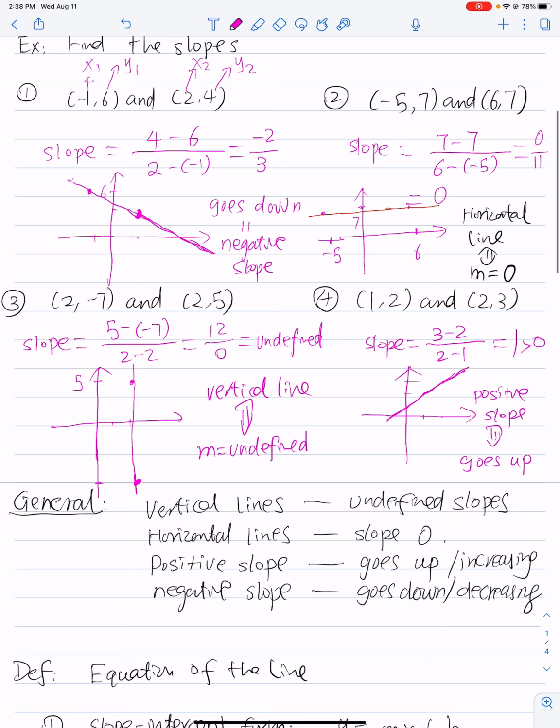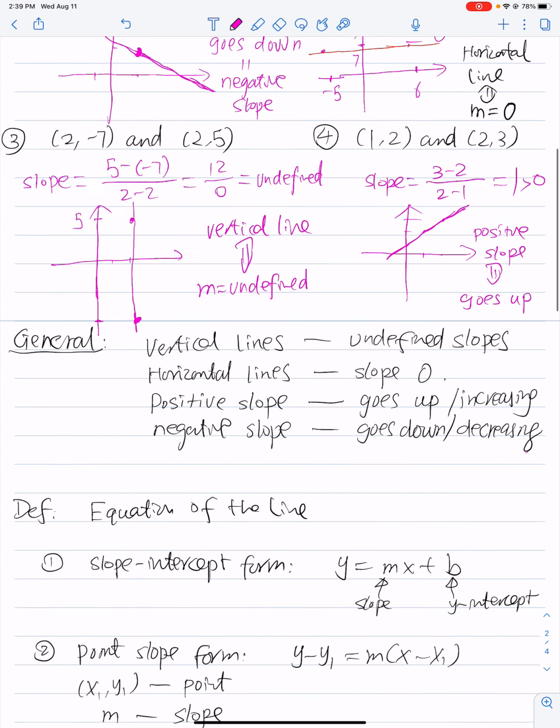Okay, so these are the general rules. Vertical lines always have undefined slopes. Horizontal lines, slope equals 0. Positive slope, the line goes up. Negative slope, the line goes down or decreasing.